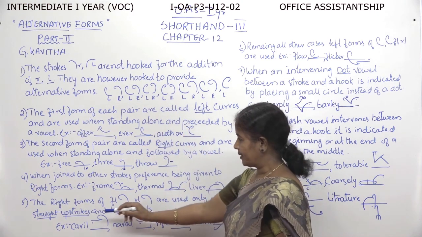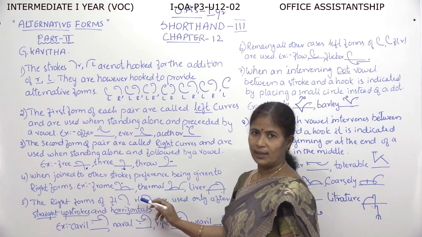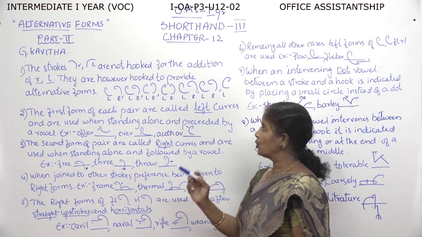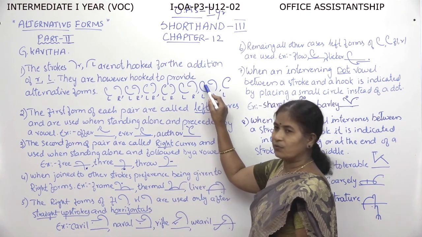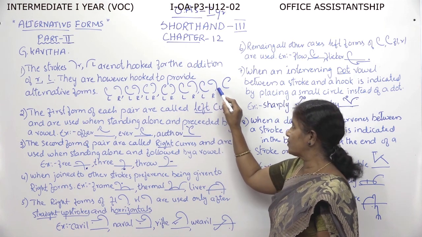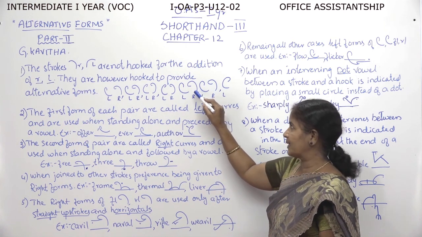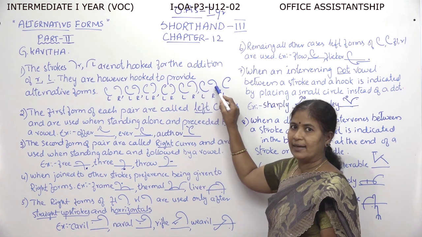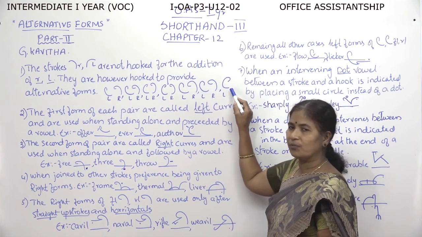Okay. Next, the right forms of full, well. Manaki full, well unnai kada. Two forms of full. First form is called left full. First form is called left well. The second form is called right full and right well. We have only one form of thal.